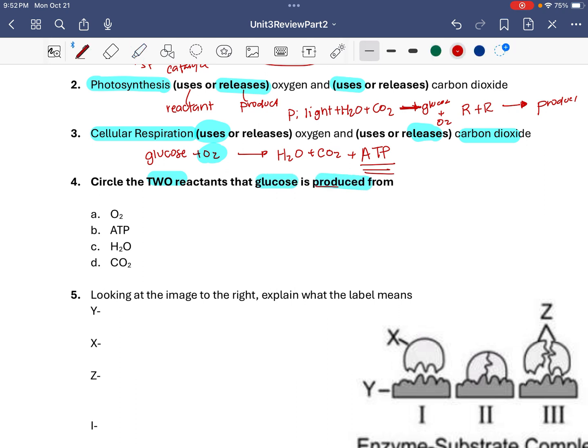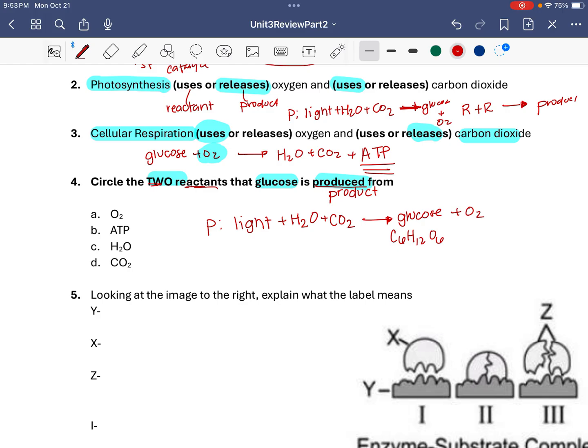Circle the 2 reactants that glucose is produced from. Again, here we see these words. Produced is the product. And what process has glucose as a product? Where is glucose produced? We know that is photosynthesis. So again, photosynthesis is light and water. Just think of how you would grow a plant. They need light, water, and carbon dioxide to produce glucose, which is the food for the plants, and oxygen, which is the gas for us. Glucose is C6H12O6.